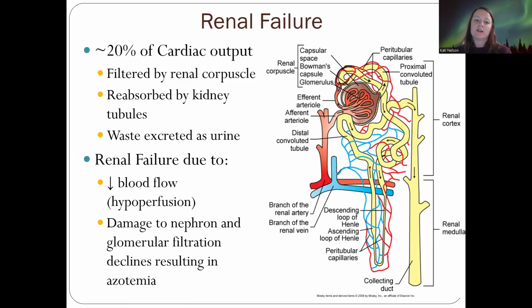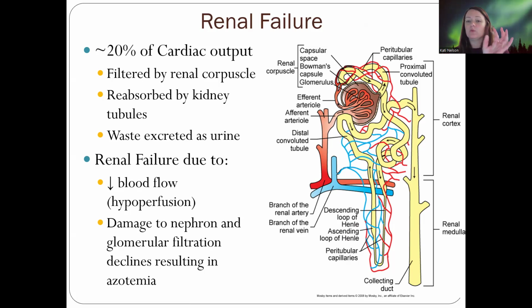So 20% of cardiac output is actually passed through the kidneys. So the kidneys are super sensitive. And so we'll talk about that when we get to emergency, where the kidneys get real sensitive, and that blood circulation, like low blood pressure, high blood pressure, that kind of stuff, they tend to react to that. So when you think of that, 20% of cardiac output is going through the kidneys. So again, that's a good amount. Blood is filtered by renal corpuscles, reabsorbed by the kidney tubules, and waste is excreted as urine.